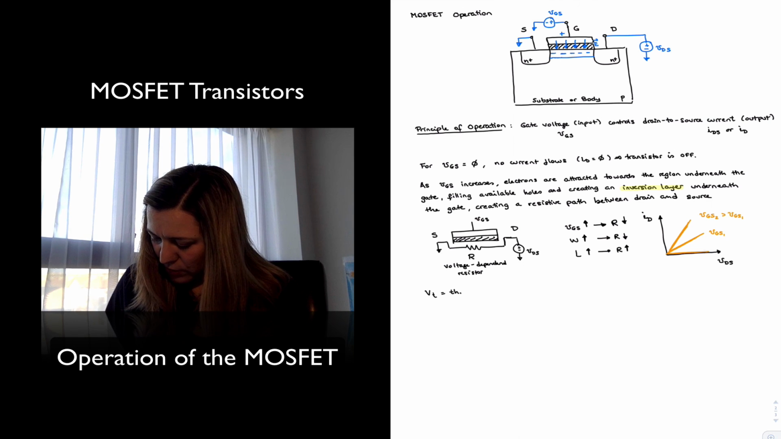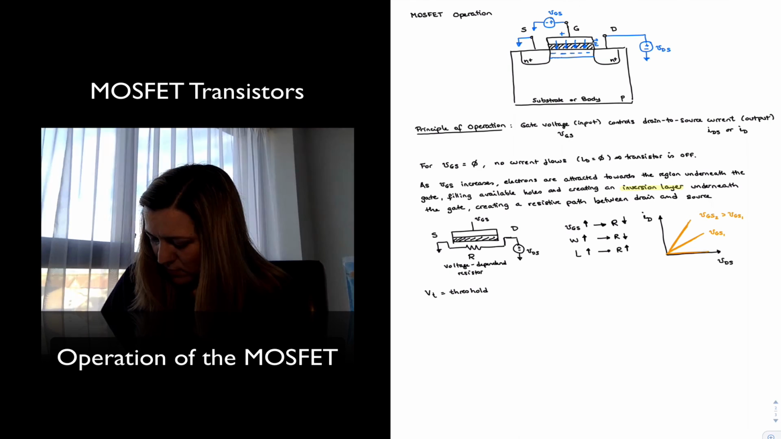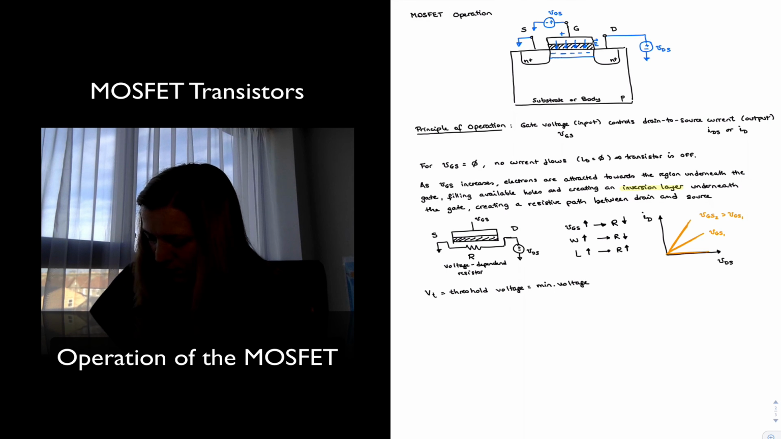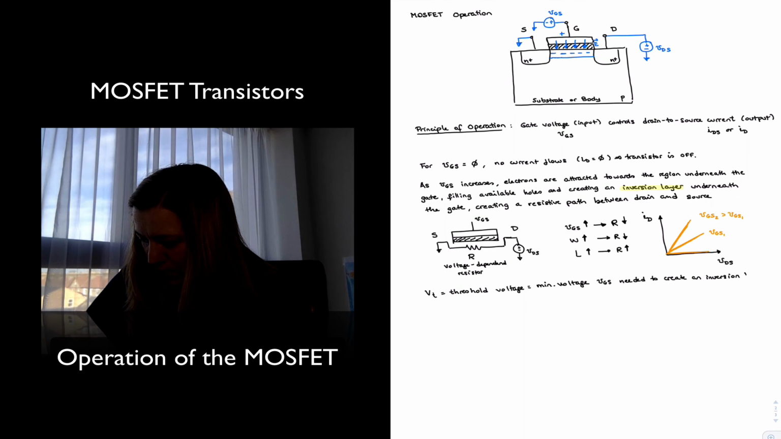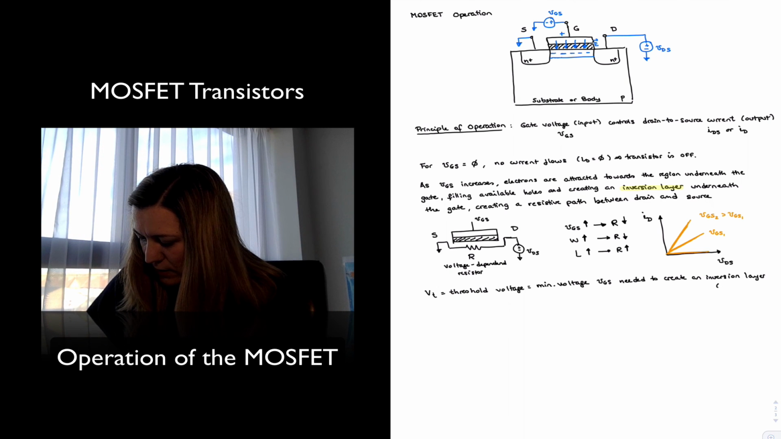VT equals threshold voltage, is the minimum voltage VGS needed to create an inversion layer, which we also refer to as channel.